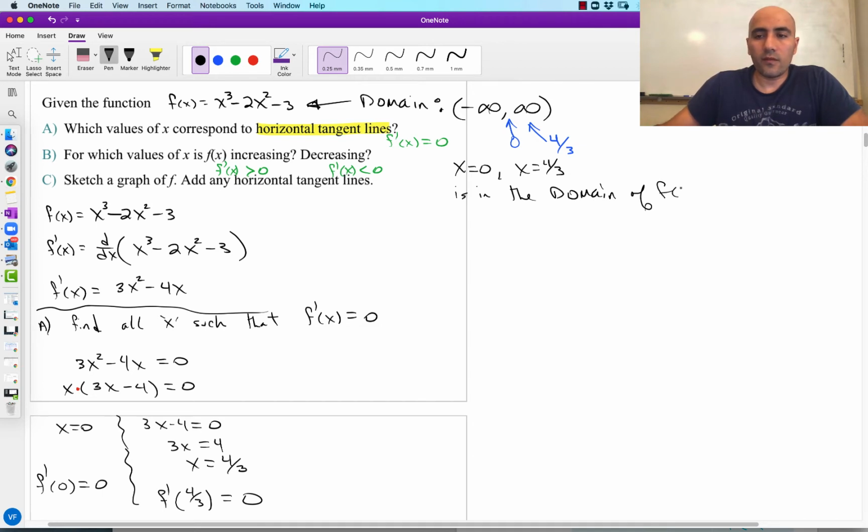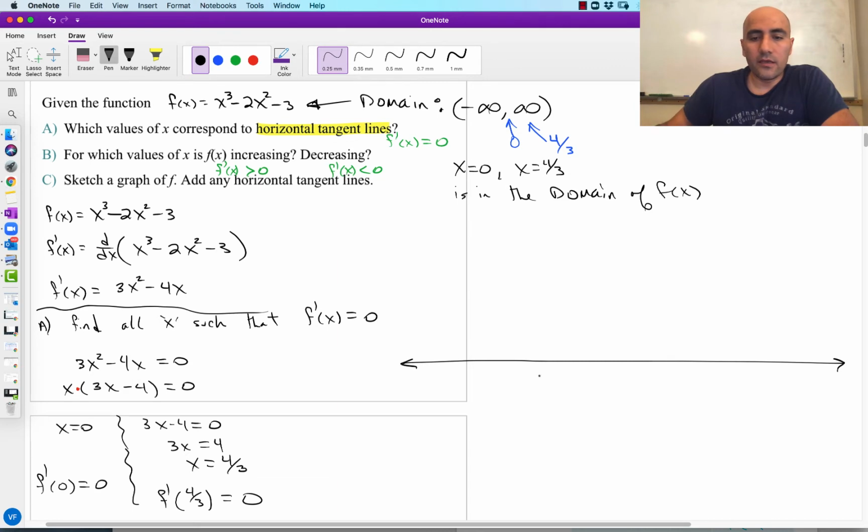Okay, so what that gives us now is going to be a number line like this. Think about the number line. And we have 0 in here, and then we also have 4/3.